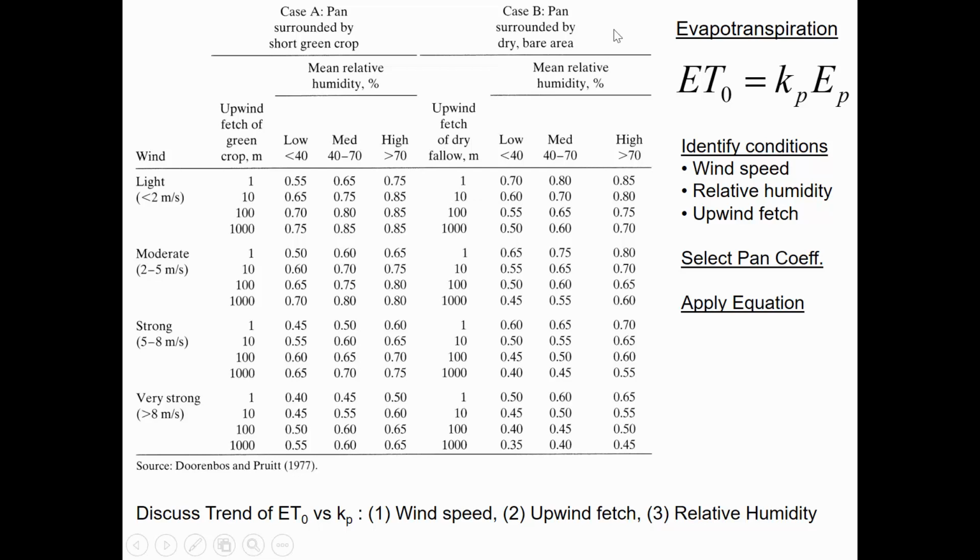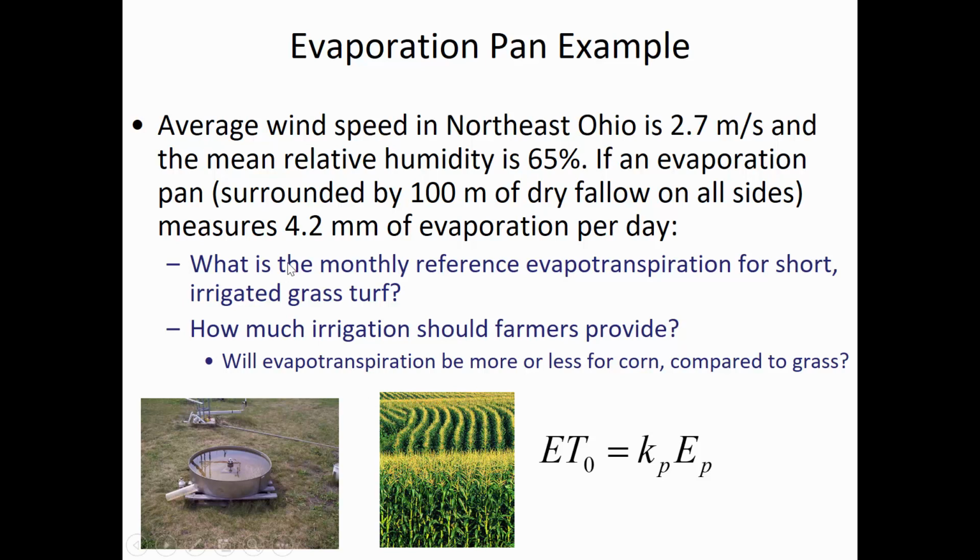I guess that's one other factor I didn't mention, is that we have 2 sets of tables here. This is if the crop is actually growing, and the secondary case is by dry, bare area. And so fallow means that the field is basically empty. It's not actually growing an active crop at that time. So here in this illustration, the pan is surrounded by 100 meters of dry fallow on all sides, and it's measuring 4.2 millimeters of evaporation per day. So that's the E sub P.